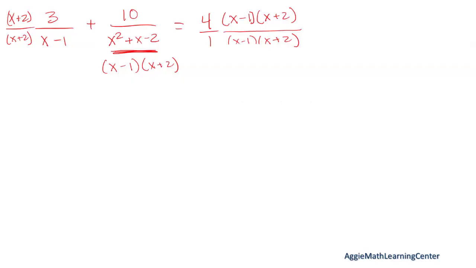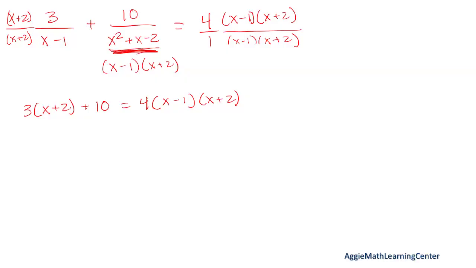Okay, so I'm just going to rewrite what we've got in the numerator so far. We got 3 times x plus 2 plus 10 equals 4 times x minus 1 times x plus 2. Okay, and really quick, what is x minus 1 times x plus 2? Where did we get that from? Where did we get that x minus 1 times x plus 2? From the denominator. Yep, from back here.